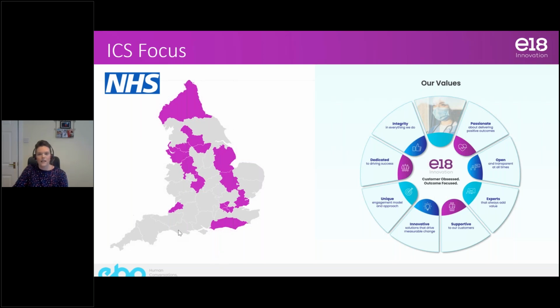We understand that for the ICS, the biggest challenge isn't the technology, but it's the transformational piece to unlock the full potential of technology for the organisations and healthcare system. Next slide, please.